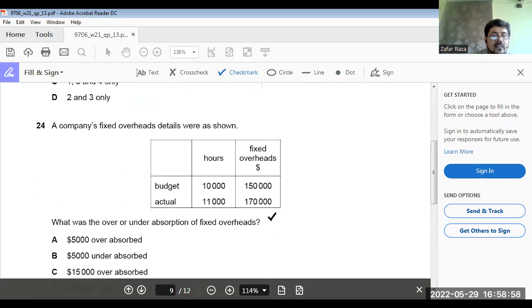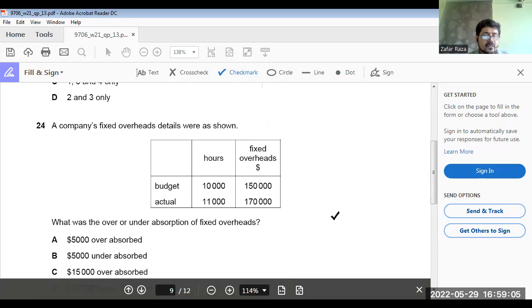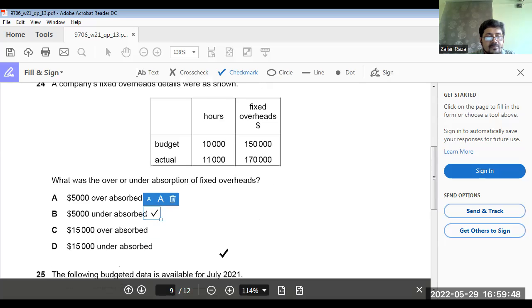Now, 24. A company's fixed overhead details were shown, over and under absorption of fixed overhead. We have to calculate. Now see, budgeted hours is 10,000, budgeted fixed overhead 150,000 divided by 10,000. Answer is $15 per hour, the budgeted overhead rate. Now actual is 170,000. See the flexed. Oh, sorry. If you apply actual hours with the budgeted rate, we get the flexed figure. That is 165,000. So 5,000 was under absorbed. Okay, 5,000 under.